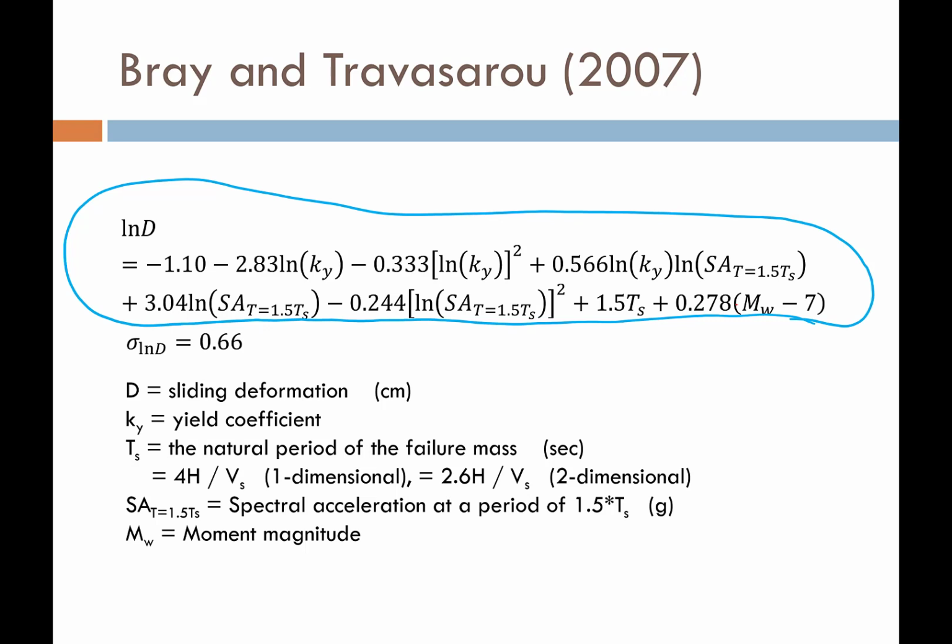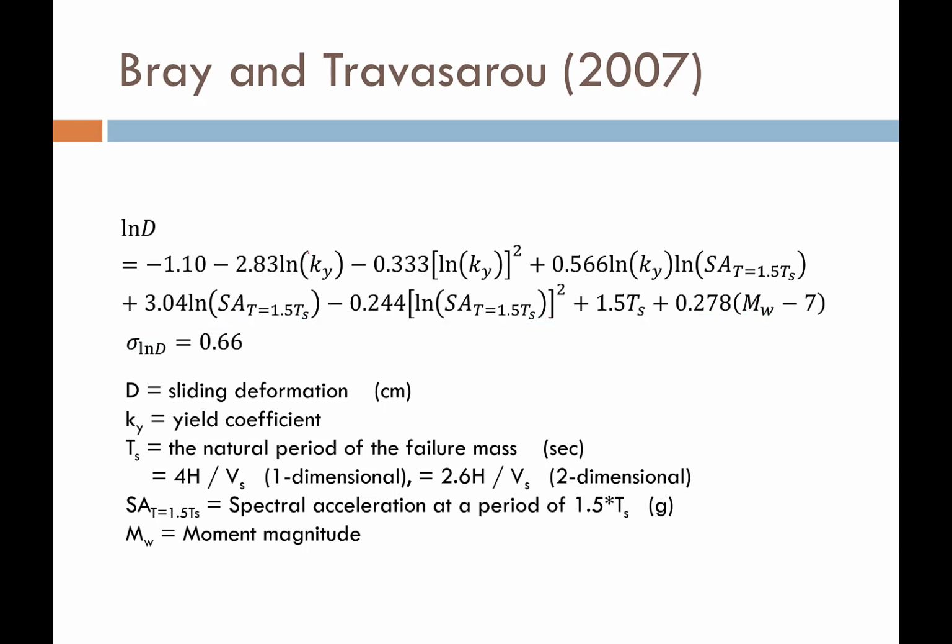And then if we want to account for the scatter in the model, Bray and Travasarou gave us their standard deviation. So we could estimate then the 84th percentile, the 96th percentile displacement in the same way that we've done with other uncertain parameters in this class.